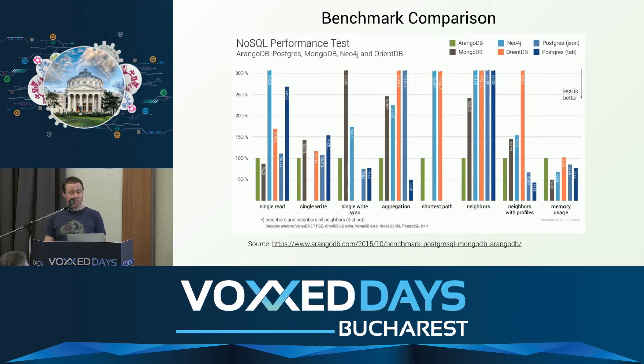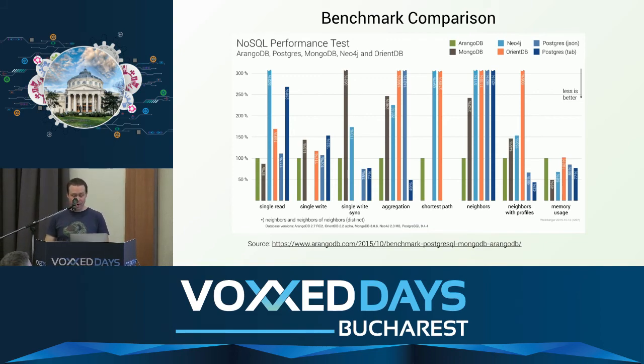We did an open source benchmark because we wanted to compare to all the other vendors out there. And as I told you, ArangoDB is a multi-model database storing JSON documents, graphs, and key values. Therefore, we compared to the leaders in their field: MongoDB for document store, Neo4j for graph database, OrientDB as another multi-model competitor, and then Postgres, which is one of the more well-known relational databases.